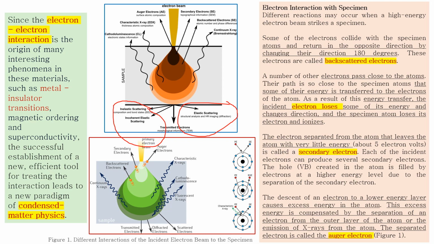Before that, in order to understand how electrons interact with the specimen, the electron interactions mean the different reactions that may occur when a high energy electron beam strikes a particular specimen.